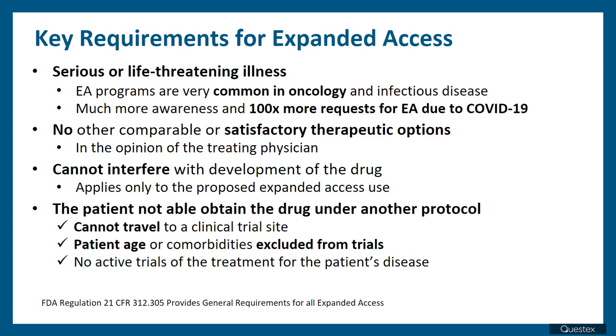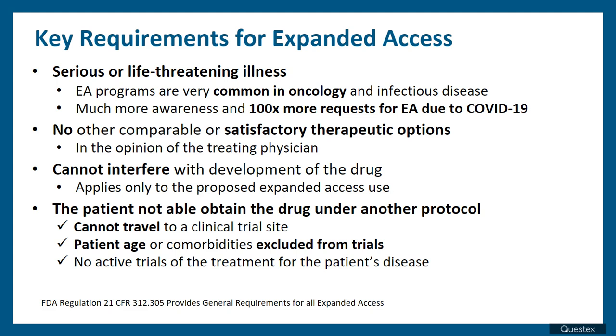The main requirements for expanded access are a serious or life-threatening illness, and I think it's sometimes believed that this has to be life-threatening, but oftentimes we do see expanded access programs for chronic but serious conditions. They are very common in oncology and infectious disease, and there has been a huge increase in awareness and hopefully understanding about these programs over the last 18 months. The FDA has processed about 100 times more expanded access requests than the typical volume prior to COVID-19.